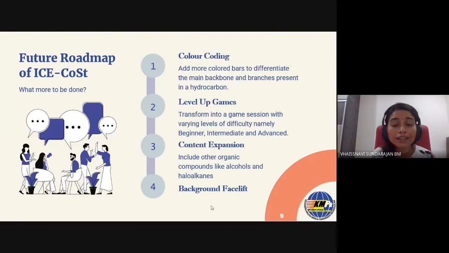students can learn naming and drawing hydrocarbons constructively from the beginner stage to an intermediate stage and finally to an advanced stage. Next would be expanding the content whereby ICE-CoSt can be used to learn naming and drawing of other organic compounds like alcohols and haloalkanes. And finally, we would be doing a major background facelift.